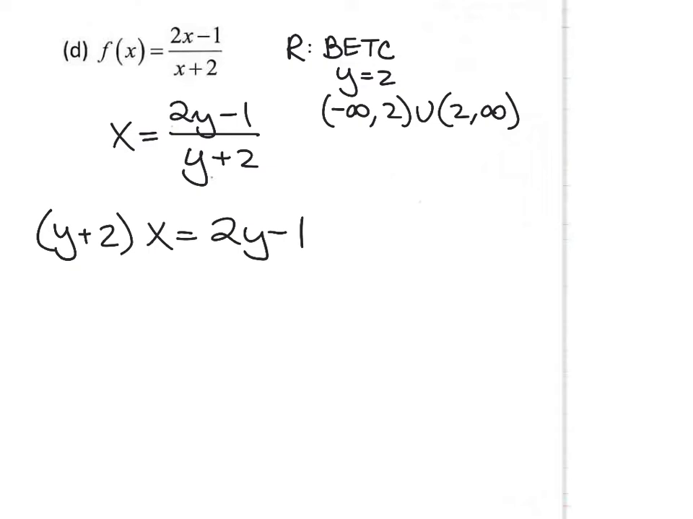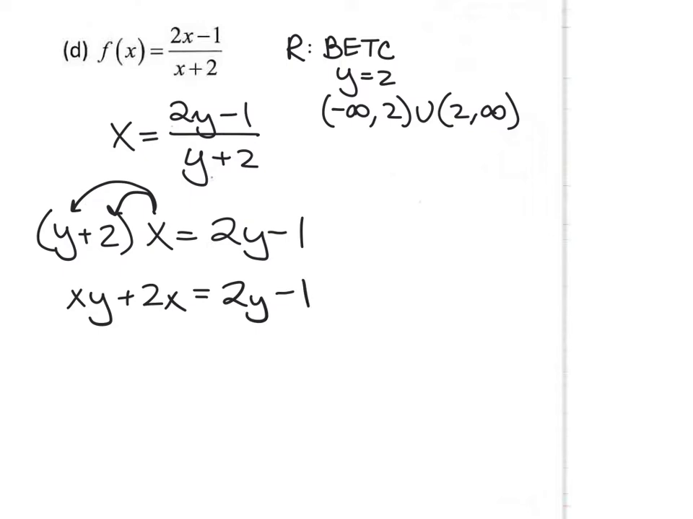So it would be y plus 2 times x, or x times y plus 2, same thing. We distribute this x, so this is xy plus 2x equal to 2y minus 1. I'll go one step at a time here.